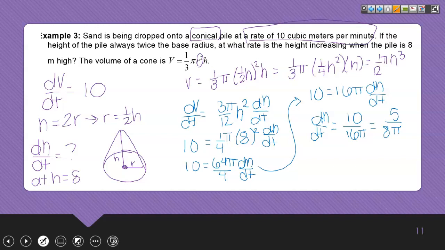It didn't ask for it, but if you were associating units to that, then dh dt would be meters for h, minutes for time. So this would be meters per minute. Because dh would be meters, dt would be time.